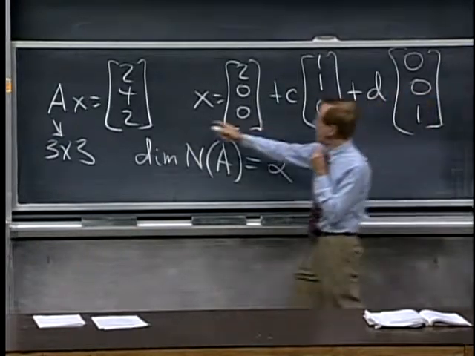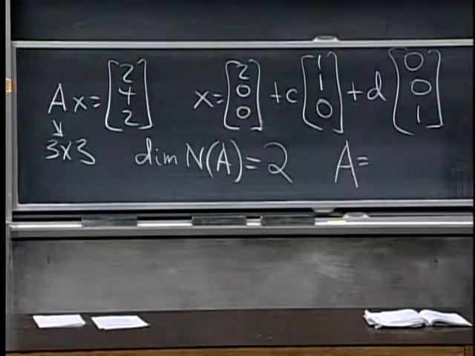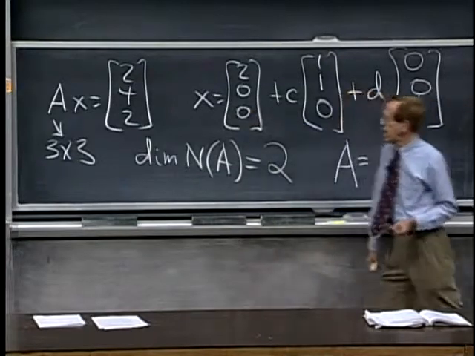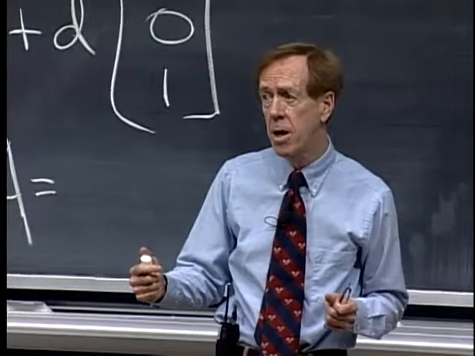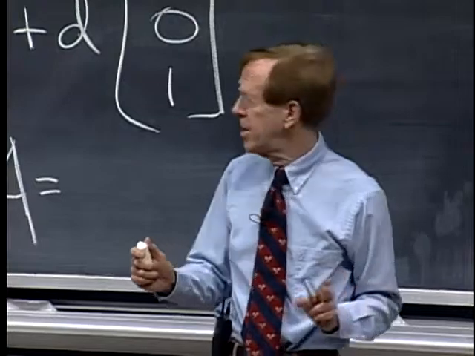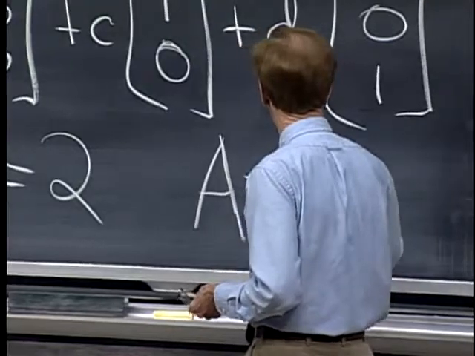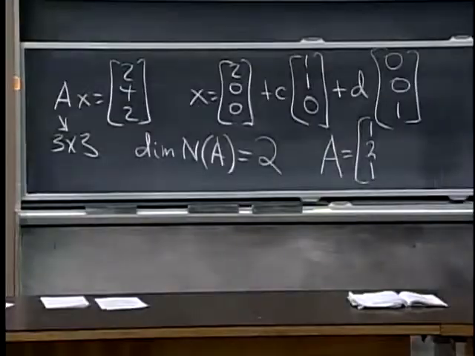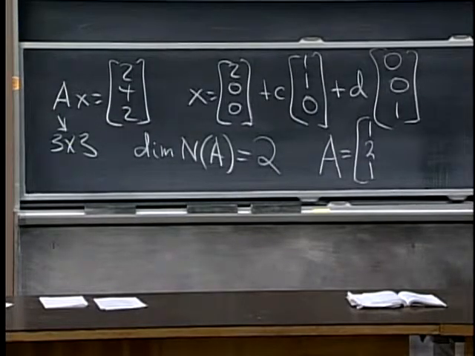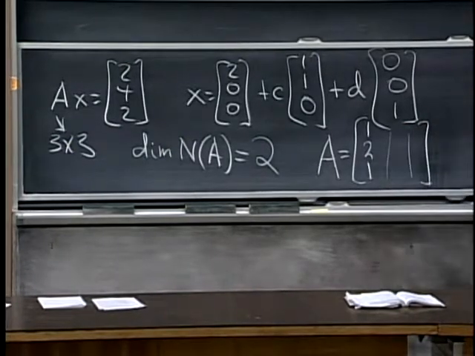Okay. If A times this X gives 2, 4, 2, what does that tell me about the matrix A? If A times that X solves that equation, then the first column of A is 1, 2, 1. Right. The first column of A has to be 1, 2, 1 because if I multiply by X, that's going to multiply just the first column and give me 2, 4, 2. And then I've got 2 more columns to find.